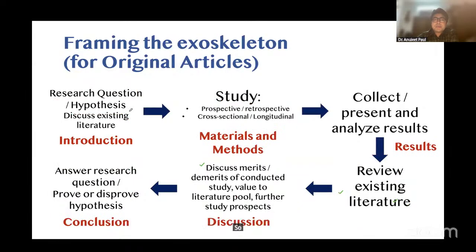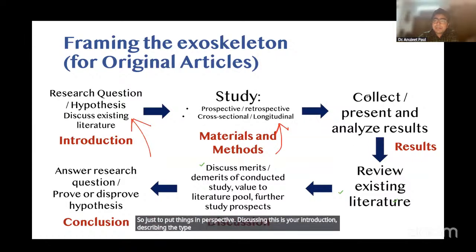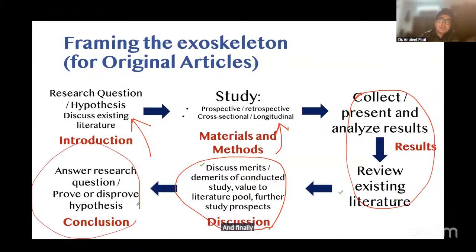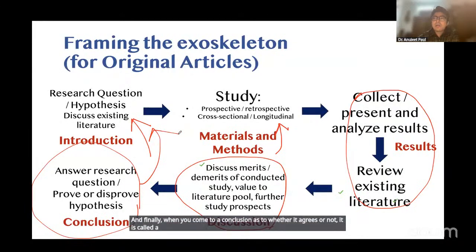So just to put things in perspective, discussing this is your introduction. Describing the type of study is your materials and methods. This entire portion is known as the results. When you discuss your results with relation to other studies in terms of merits, demerits, literature pool, etc., it is called a discussion. And finally, when you come to a conclusion as to whether it agrees or not, it is called a conclusion. This is all an original article is. If you keep this framework in mind, it's impossible to go wrong.